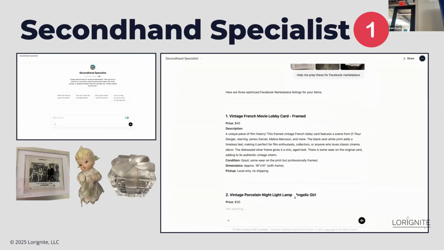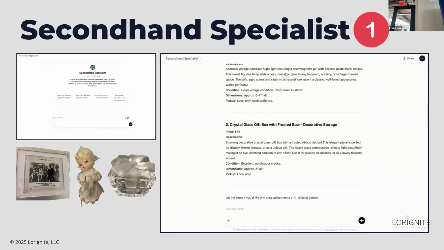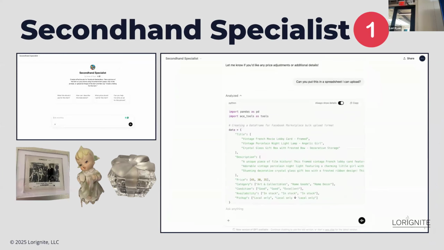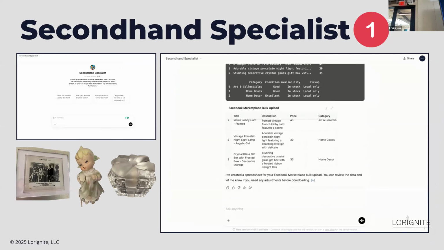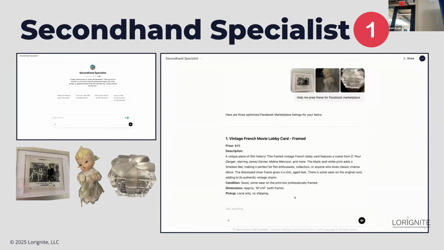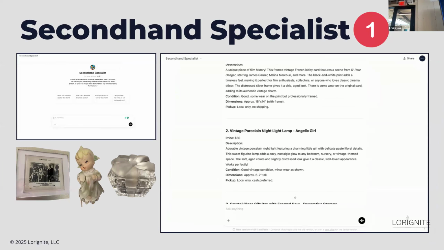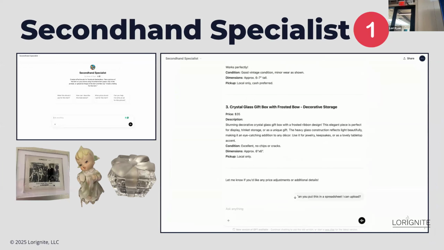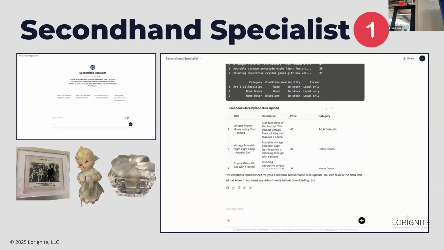So here are some of my favorites. This is the secondhand specialist. The problem he was trying to solve was that he and his wife posted a ton of stuff on Facebook, and it was a pain and took a bunch of time. So he created this thing where he just takes pictures of his items, uploads the picture, and it gives him the title, the description, and what he should charge for it, and he gets them all in his chat. Then he says, put this into an Excel for me so I can upload this to Facebook. I tried it with a few of my items at home, and I found it to be fascinating.